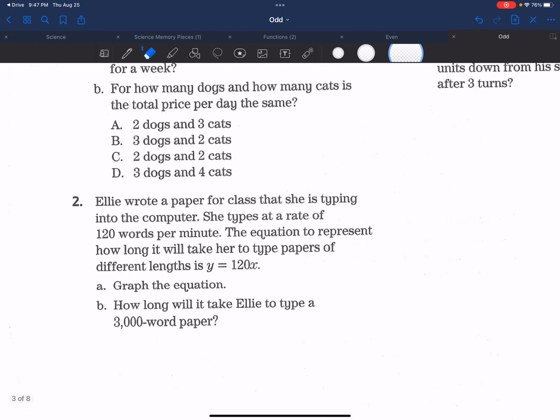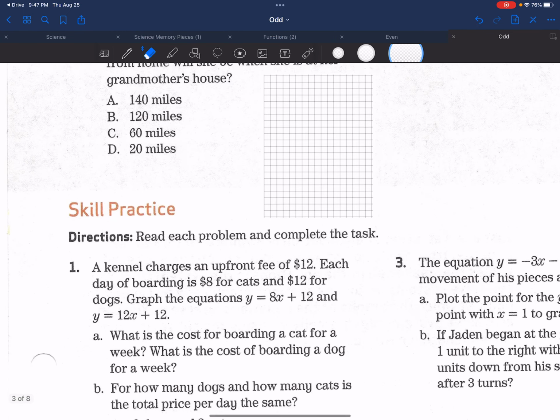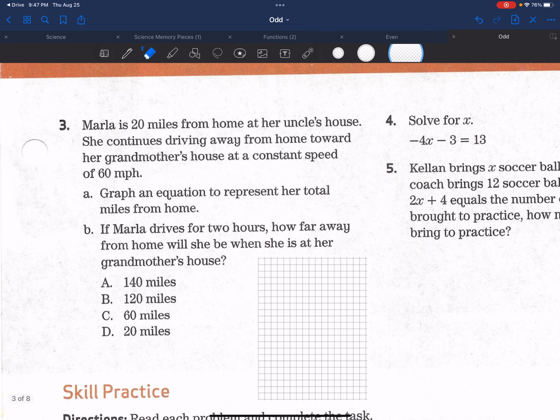I am on page 171, and we're looking at number 3. Marla is 20 miles from home at her uncle's house. She continues driving away from home toward her grandmother's house at a constant speed of 60 miles per hour. Graph an equation to represent her total miles from home.